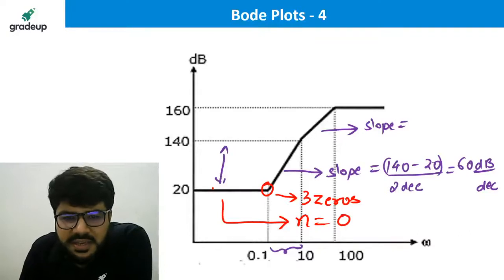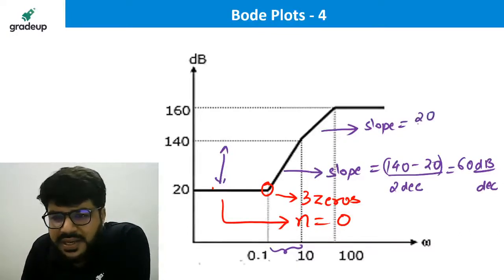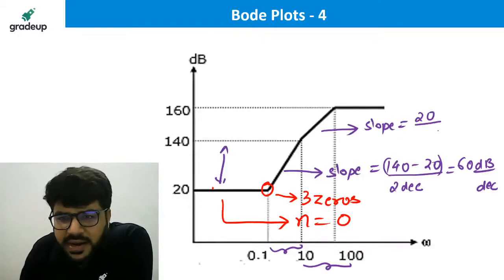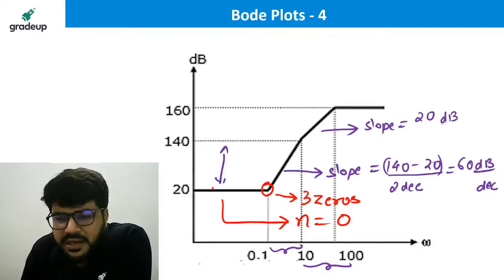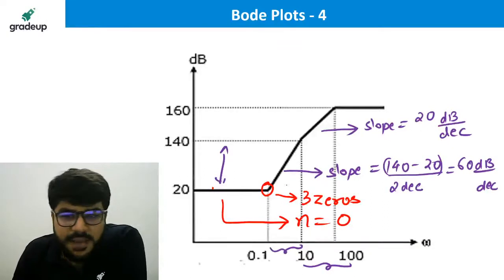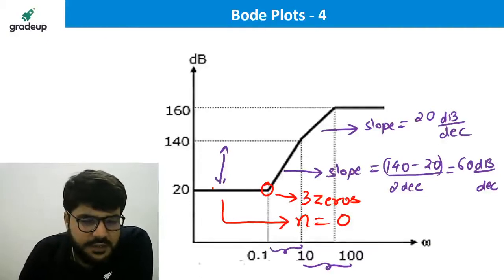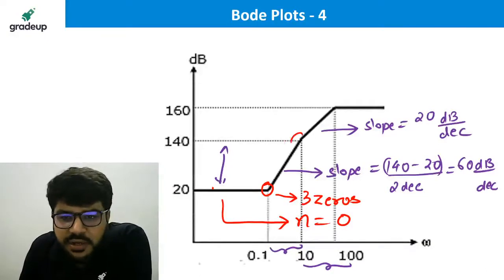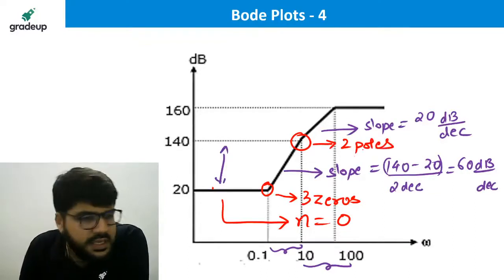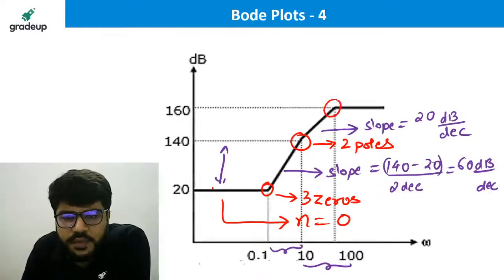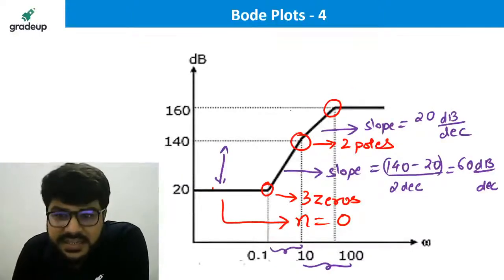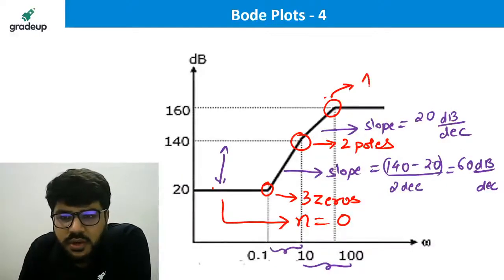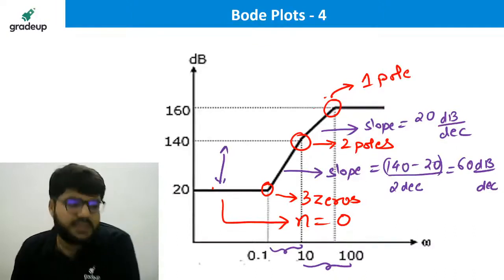The slope here is equal to 160 minus 140. The difference of magnitude is 20 and the frequency change is 10 to 100, which is 1 decade. So this is 20 dB per decade. The slope changes from 60 to 20, so the slope has decreased by 40. So this should be 2 poles. Now this next one is obviously slope 0, parallel to the x-axis. So slope 20 to 0 again decreases by 20. So this is a single pole.